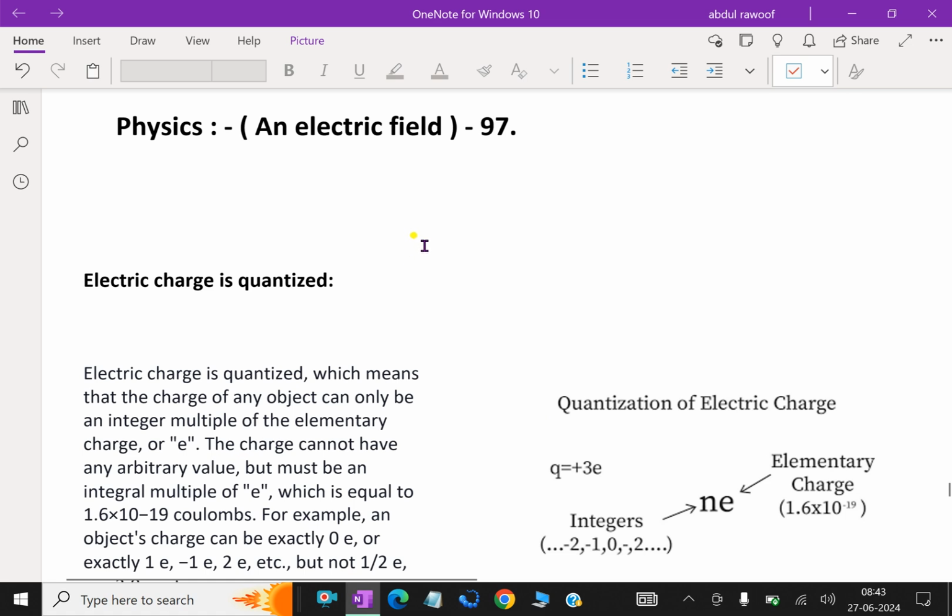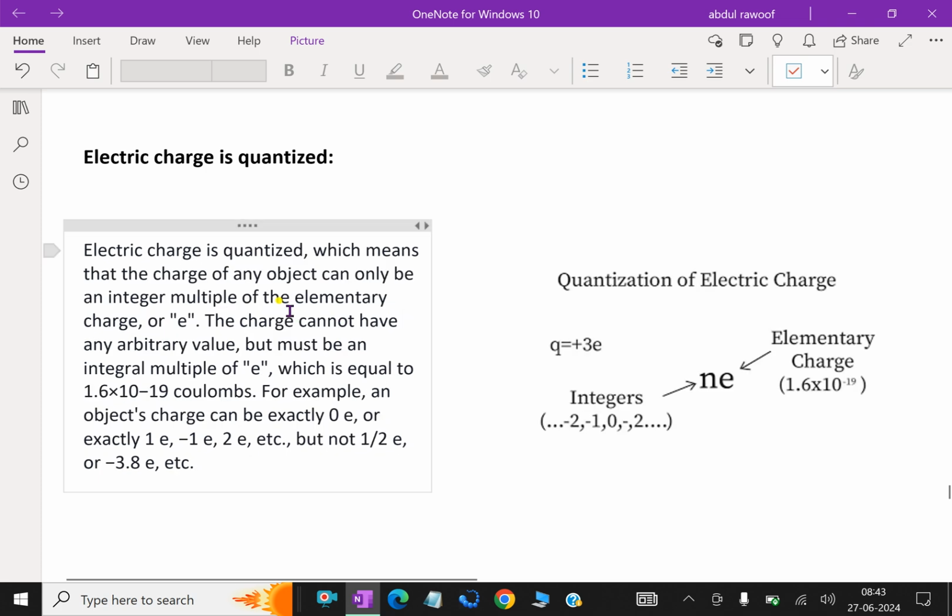What is the meaning of electric charge is quantized? An electric charge is quantized, which means that the charge of any object can only be an integer multiple of the elementary charge, or e. The charge cannot have any arbitrary values but must be an integral multiple of e, that is 2e, 3e, 4e, and so on, but it is not in terms of half e, 0.5e, 0.3e, and so on, where e is equal to 1.6 into 10 raised to minus 19 coulombs.